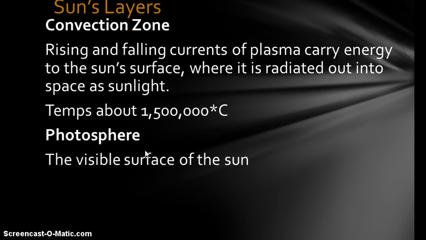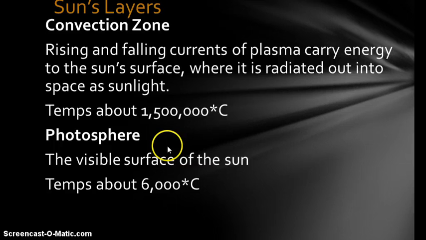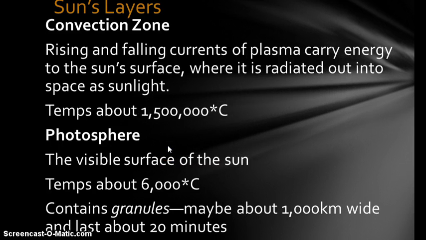We get to the photosphere, and the temperature does drop a lot as we get to that visible surface of the sun. We get to around 6,000 or so degrees Celsius there, and that's where we're also going to get granules. Granules are what give the sun a lot of different character. Those are the bubbles that come up to the surface. They could be as big as the state of Texas, so they are very, very large.